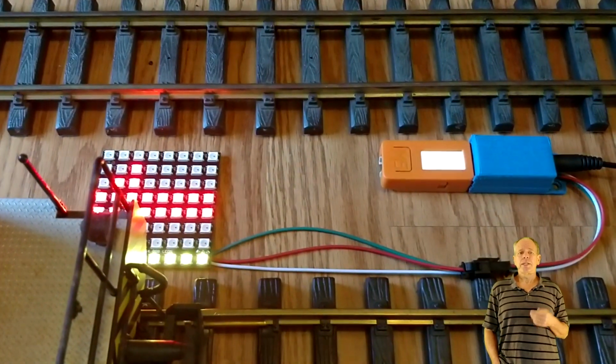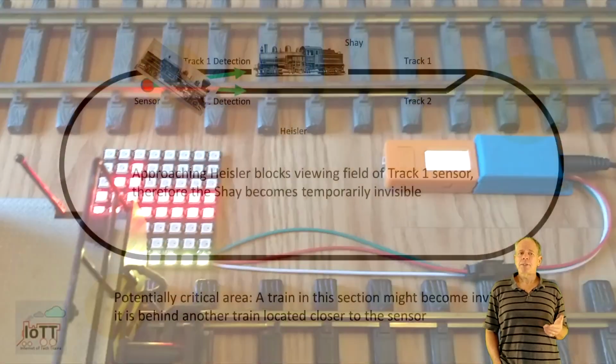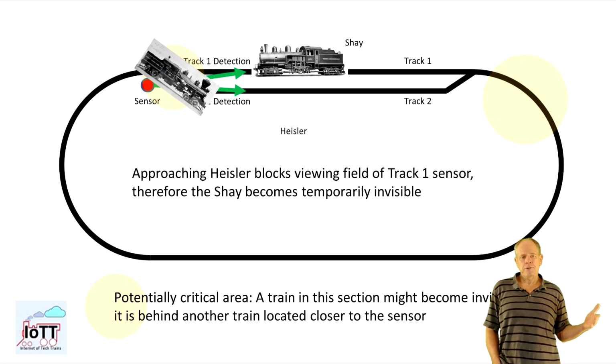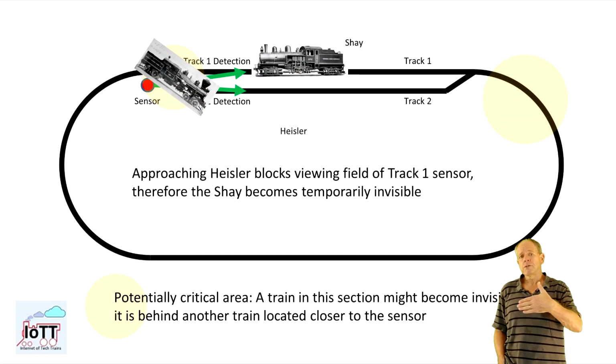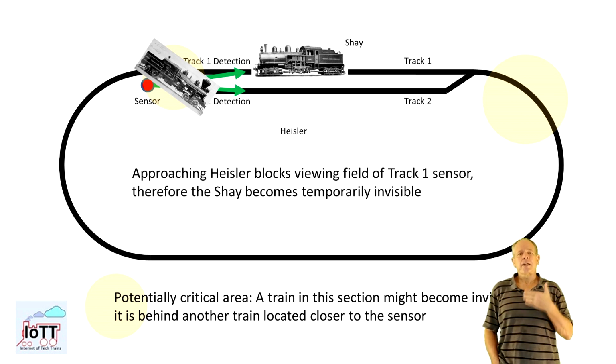Interesting to note that the occupancy LED of track 1 goes dark for a short moment when the train on track 2 is approaching. This happens when the approaching locomotive crosses through the viewing field for the track 1 position and the train in track 1 can no longer be seen.